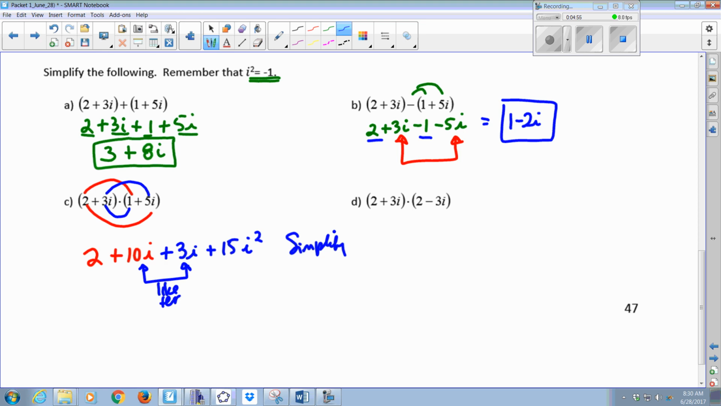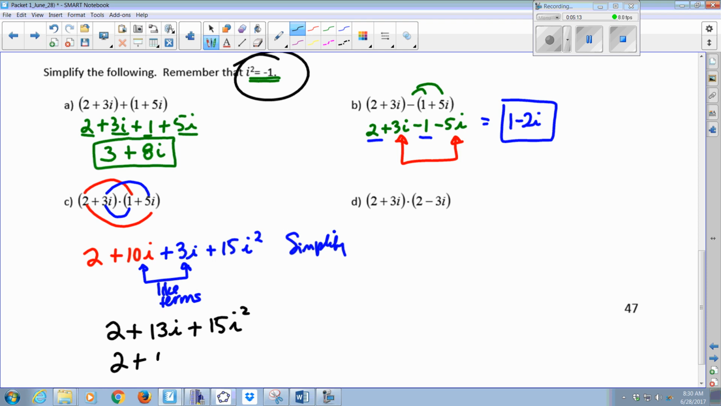So we get 2 plus 13i plus 15i squared. And this is where the important definition from up here, i squared equals -1, comes in, because now we replace i squared with a -1. And now this becomes 2 plus 13i minus 15, which is -13 plus 13i. So that's our answer here.